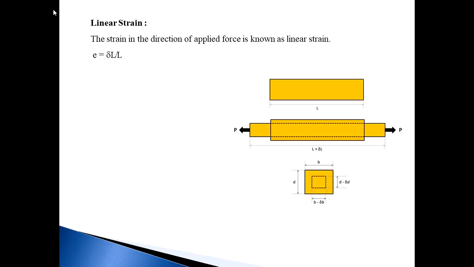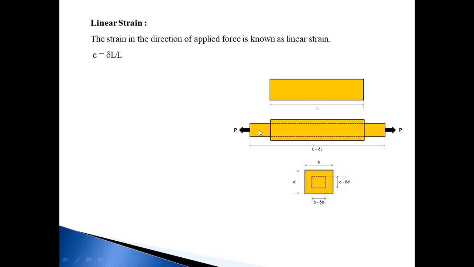Now linear strain. Basically we know the strain value. Strain means change in length to the original length, and this is with respect to length. Suppose this is a member having cross section B and D. When we apply a force P along the length, then this strain along the length is called linear strain. The strain in the direction of the applied force is known as linear strain, and that strain value is e equal to change in length by the original length.